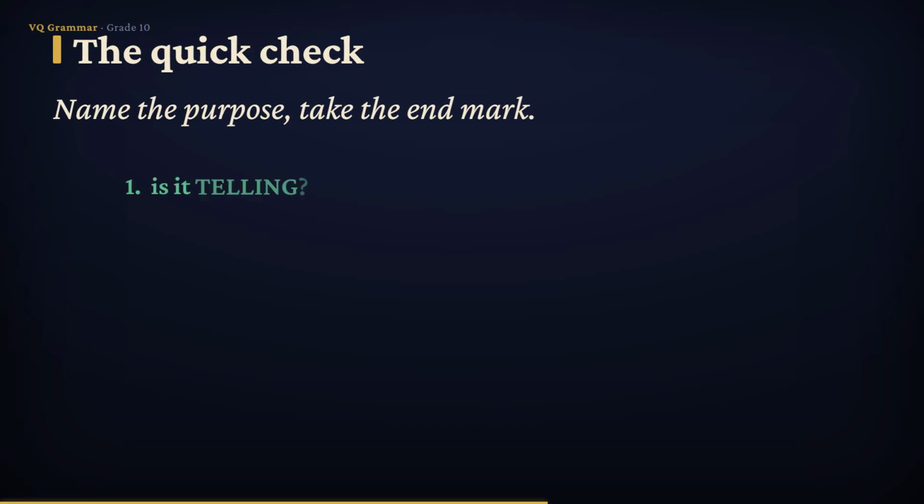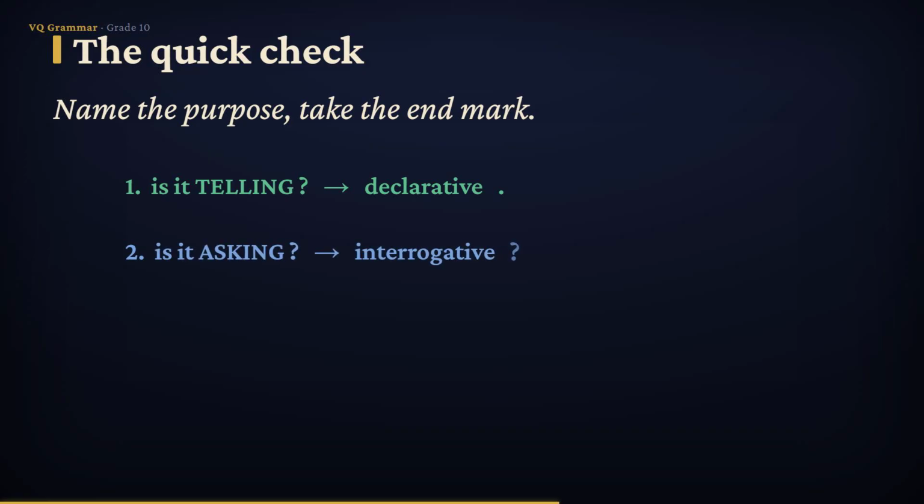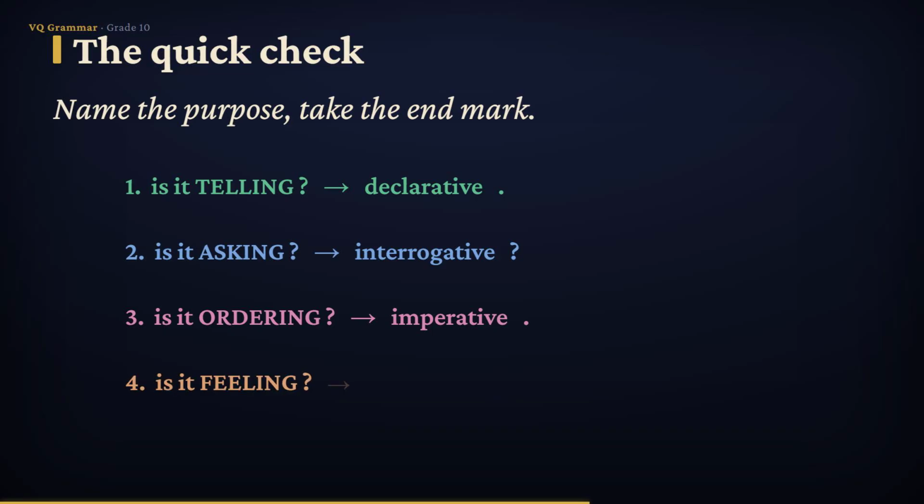Step 1. Is it telling? Then it is declarative, and it takes a period. Step 2. Is it asking? Then it is interrogative, and it takes a question mark. Step 3. Is it ordering, giving a command, or making a request? Then it is imperative, with an understood you for a subject, and it usually takes a period. Step 4. Is it feeling, bursting out with emotion? Then it is exclamatory, and it takes an exclamation point.